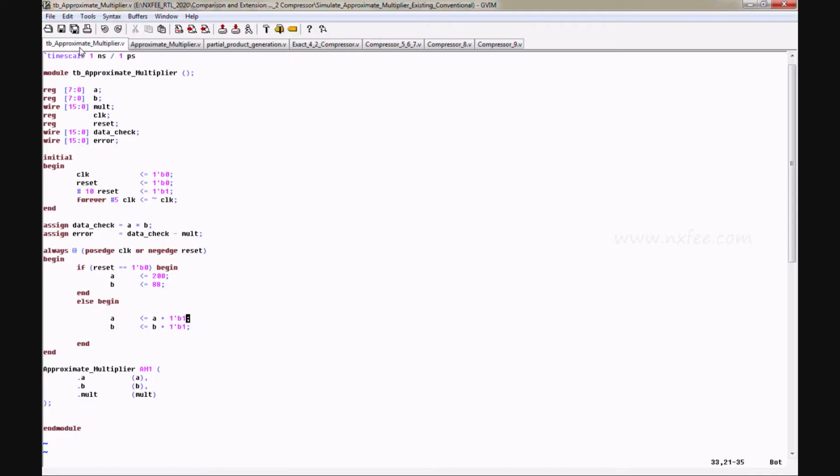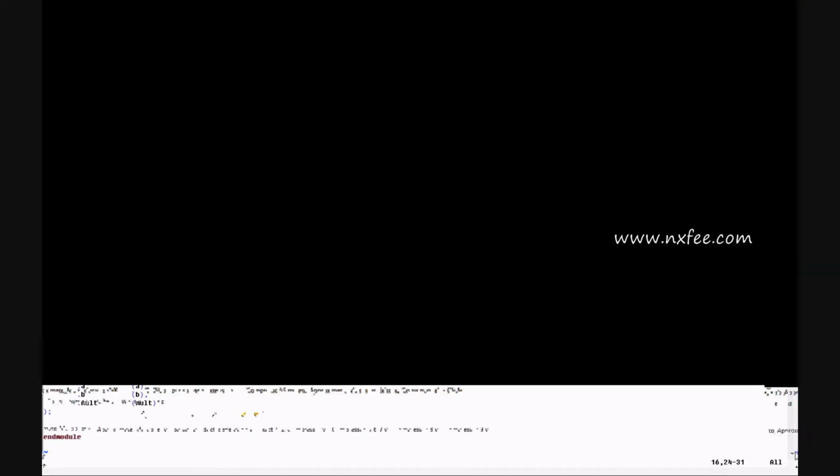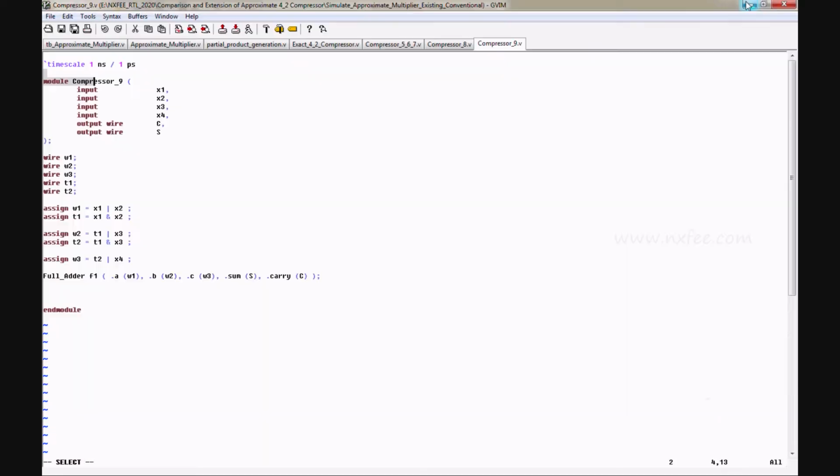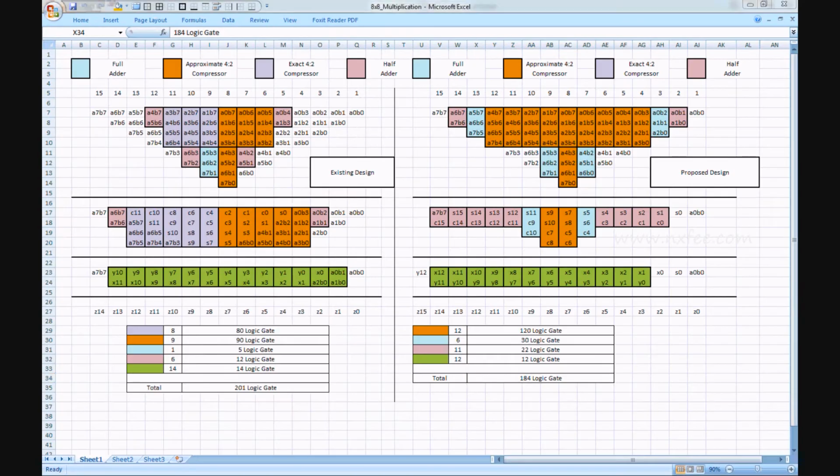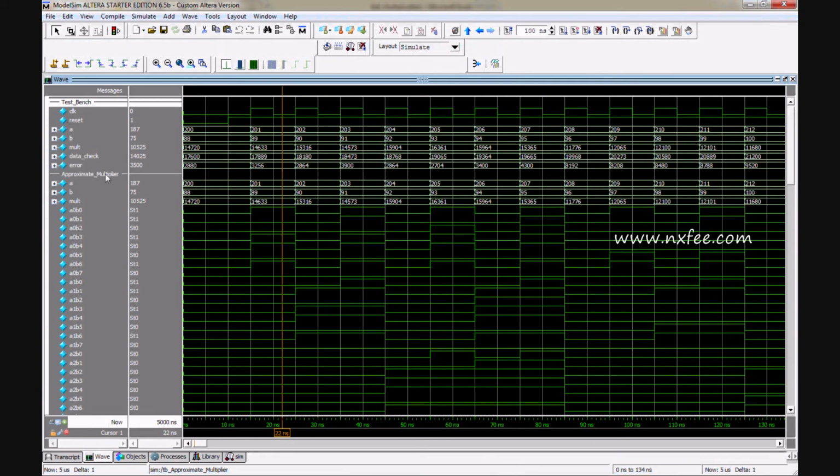Now I'll share the Verilog coding. So this is the test bench of the coding. This is the approximate multiplier for 8x8. And this is the simulation report for the first multiplier of the existing work.